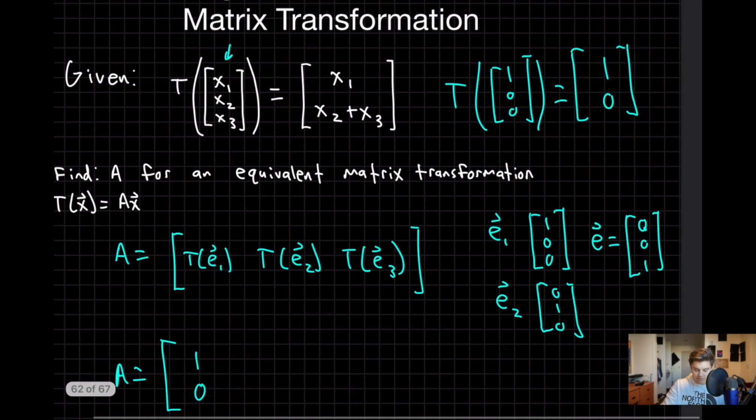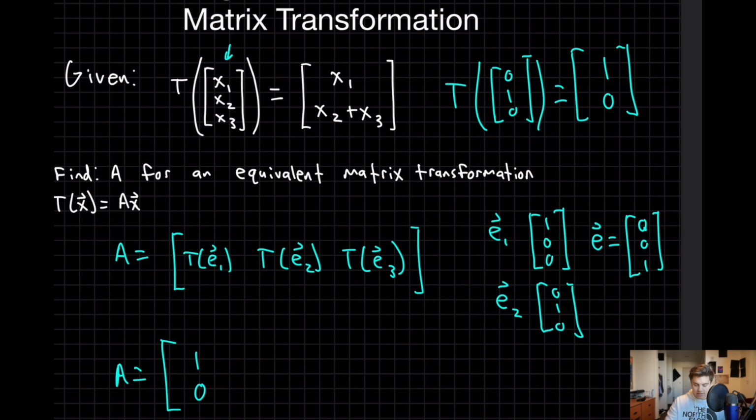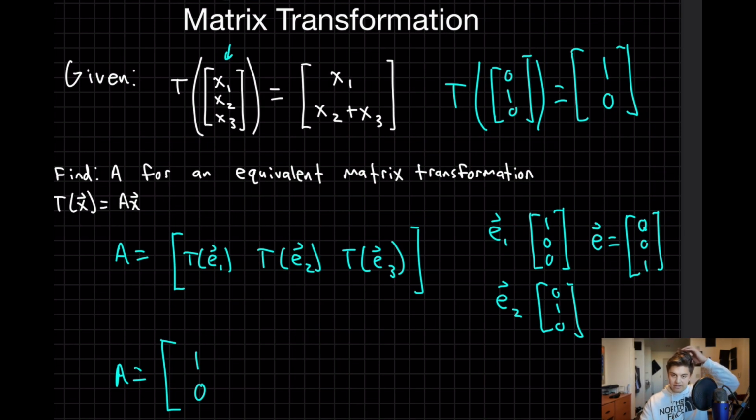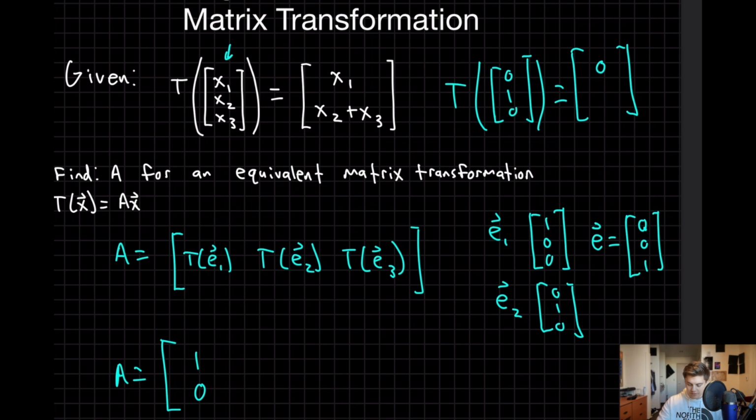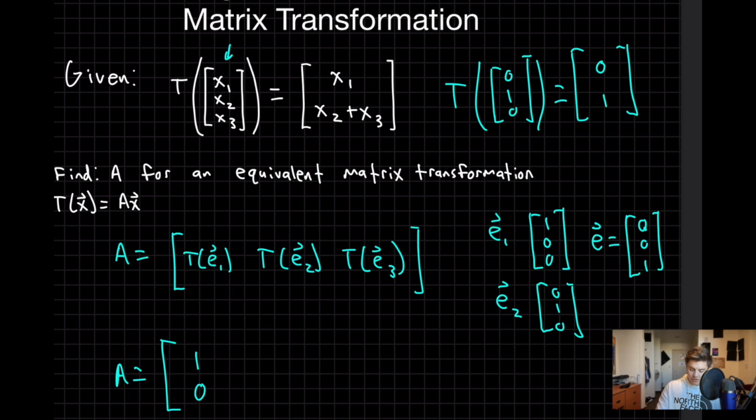Now what about the next column? Instead, we put a 1 in for x2 and a 0 for x1 and x3. That's the standard basis vector E2. So what do we get for the result there? We plug in 0 for x1, so we get a 0 up here, and a 1 for x2, so 1 plus 0 is 1. So our next column is 0, 1.